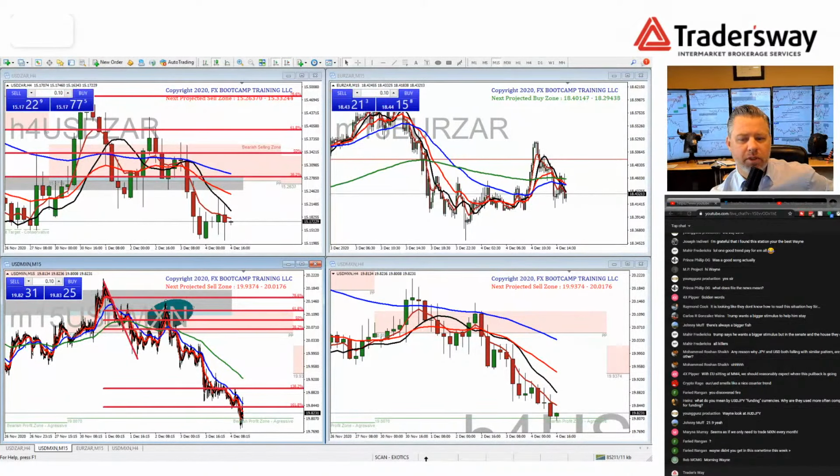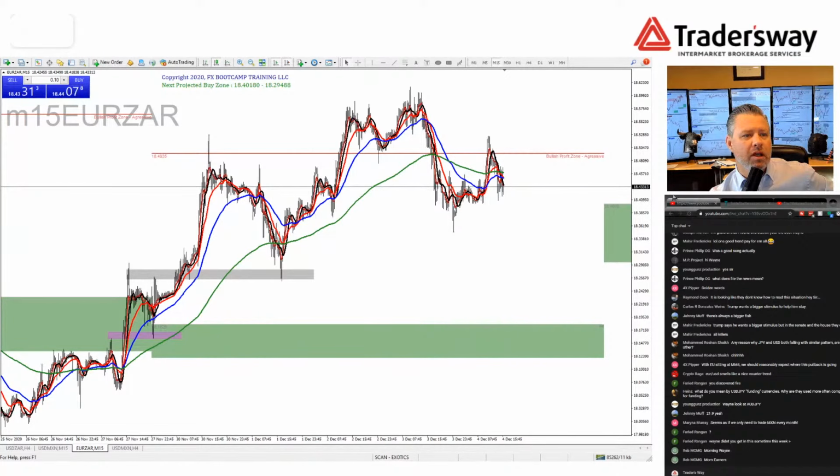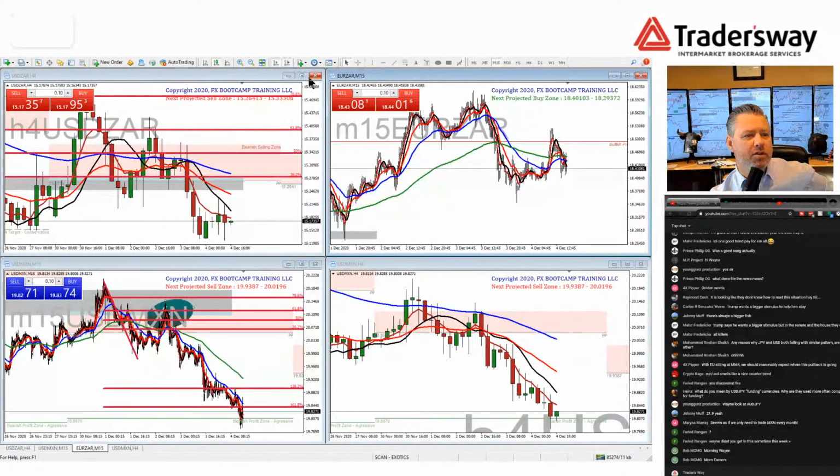Okay, I think Raymond said EURZAR, and I'm like, I don't really like EURZAR, and it's true. I don't like it anymore. The fundamentals have changed on it, but I have no problem with USD ZAR. Okay. I wouldn't call this a beautiful trade or anything.